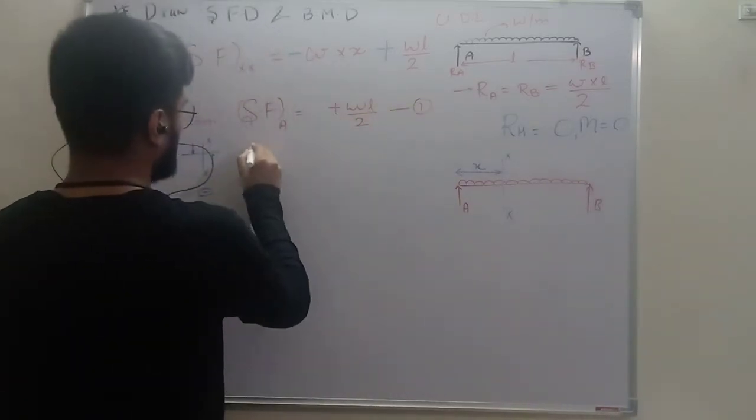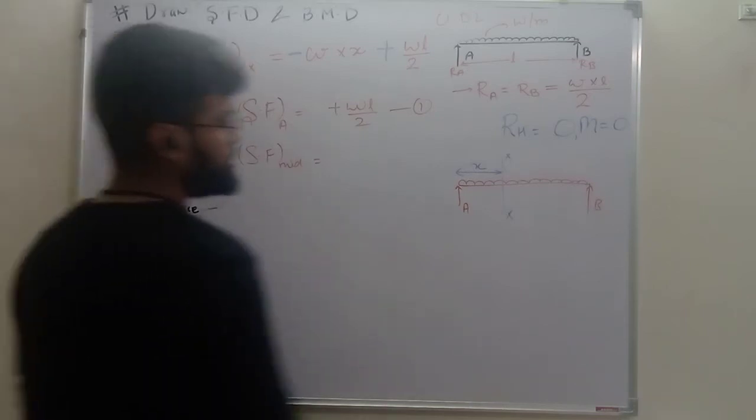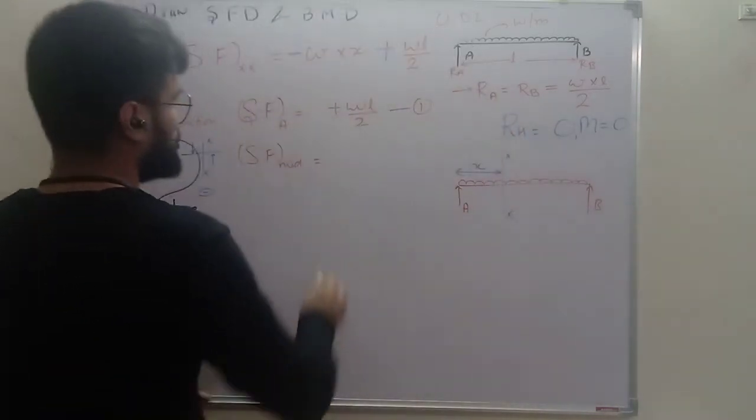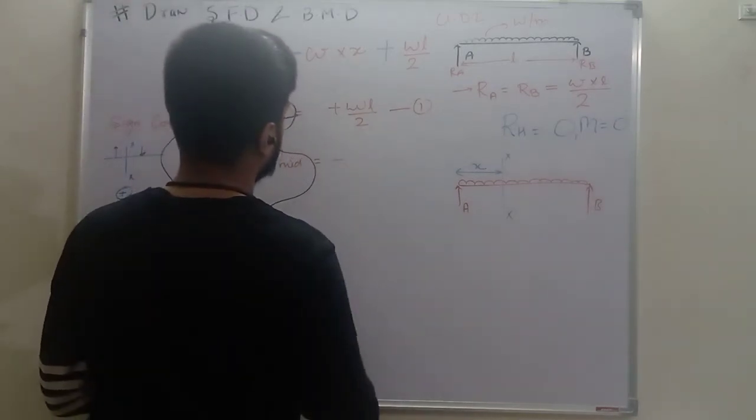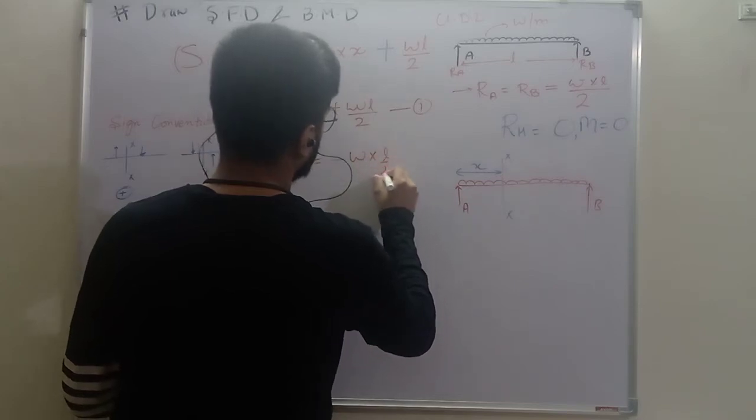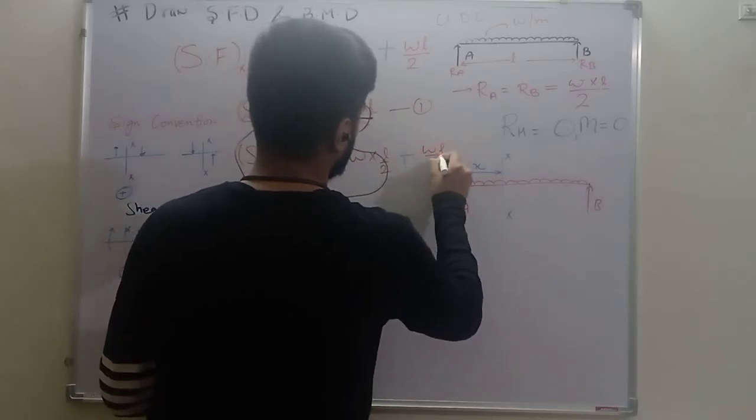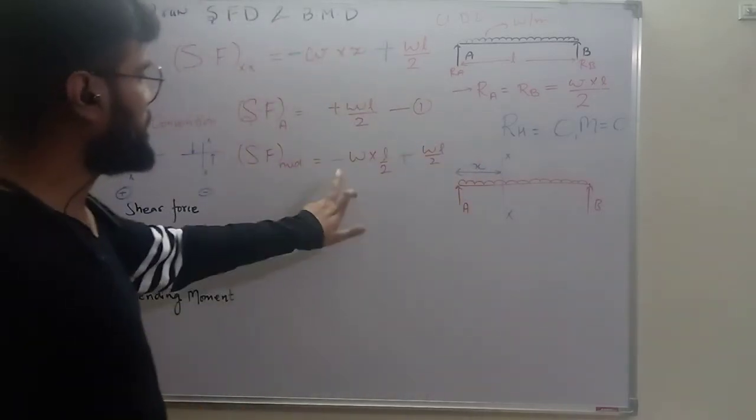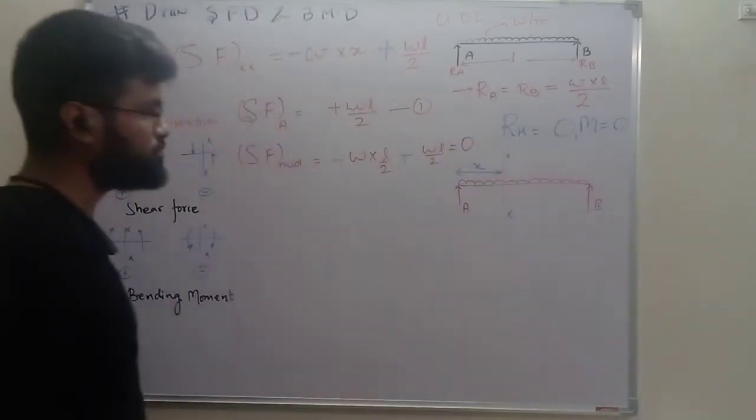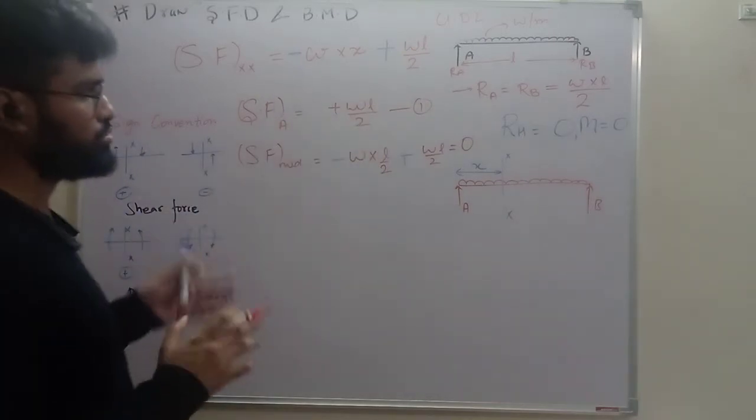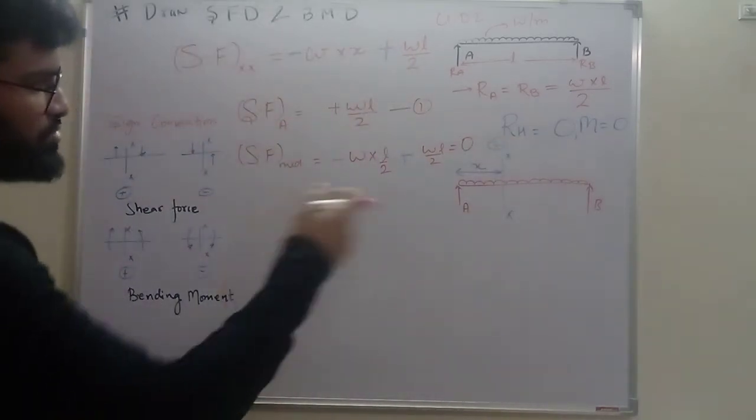Now what will be the shear force at the midpoint, the mid of the beam? At the midpoint, the section will be at L by 2. So I will write L by 2 instead of x, minus W into L by 2, then plus WL by 2. So it will cut each other. This is minus, this is plus. So what is the shear force at the mid position? It is 0. The shear force at the mid of the beam is 0. So write this as equation 2. We can use this when we draw the shear force diagram.